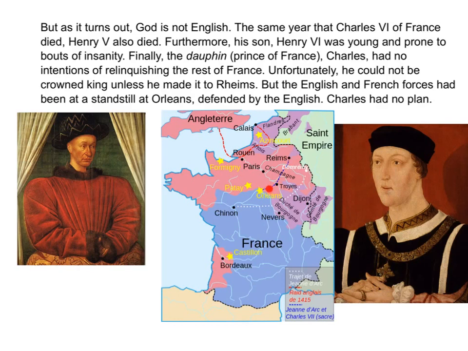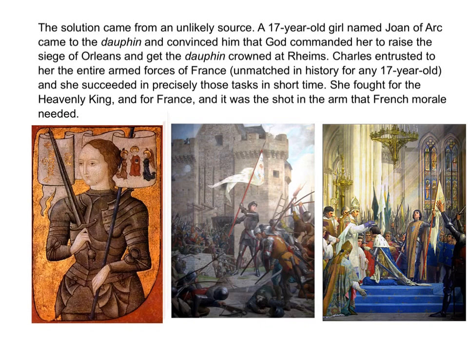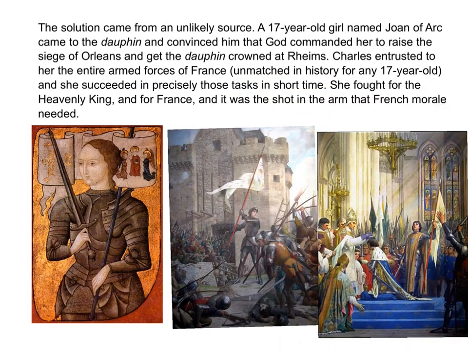But the English and the French forces had been at a standstill at Orleans, defended by the English. And Charles had no plan. The French were totally demoralized and just could not break the siege at Orleans. The solution came from an unlikely source. A 17-year-old girl, right at this time, named Joan of Arc, came to the Dauphin and convinced him that God had commanded her to raise the siege of Orleans and get the Dauphin crowned at Rheims. Charles entrusted to her the entire armed forces of France, unmatched in history for any 17-year-old, and she succeeded in precisely those tasks, raising the siege of Orleans and getting the king crowned at Rheims in short time.